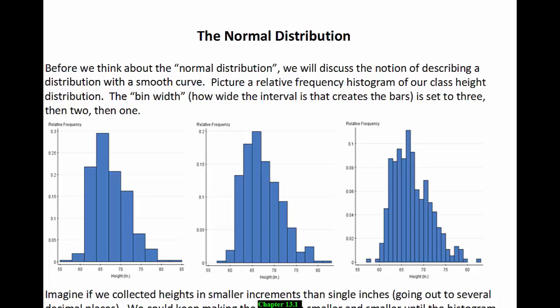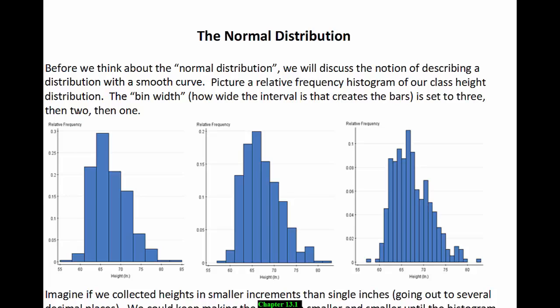with a smooth curve. So far we've pictured distributions with pictures such as a histogram. So let's picture a relative frequency histogram of our class height distribution that we've been working with. The bin width, that is how wide the interval is that creates the bars on the histogram, is set to 3 in the first picture, then 2, then 1. So let's take a look at the first picture.